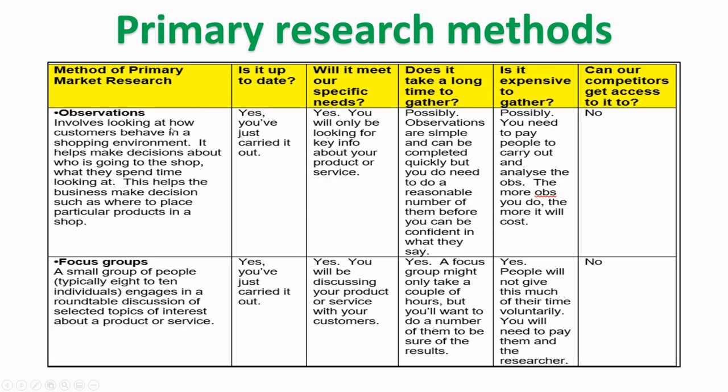Two more. Observations just simply involve going looking to see what your competitors are selling, what your competitors are doing. So, is it up to date? Yep. Will it meet our needs? Of course. We wouldn't observe anything other than that. Observations are pretty quick to do, but remember you've got to do a lot of them before you've got confidence in what it is you're observing, that is true. And again, you've got to pay people to do it, and the more you do, the more it will cost you. Once again, like every type of primary research, competition can't see it.